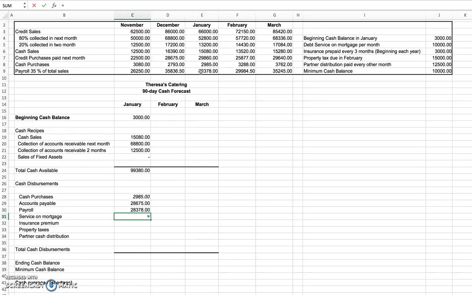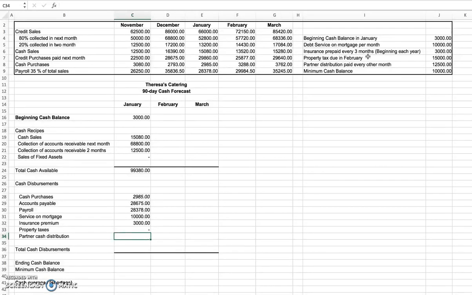Now, service on a mortgage. Let's take a look at some information here. Is there anything about a mortgage? Yes, we are paying a debt service on a mortgage. It's a monthly expense of $10,000. Insurance premium. We do have an insurance premium here. It's prepaid, so we have to pay it at the beginning of each year. It looks like we're paying $3,000, but we are paying it every 3 months, so that's good to be aware of. Property tax. Do we have to pay any property tax in January? No, we don't. It looks like we're paying property tax in February, but for now, we're okay in January. We're not going to be paying any tax. And we seem to have some sort of investor, a partner that we have to pay out.